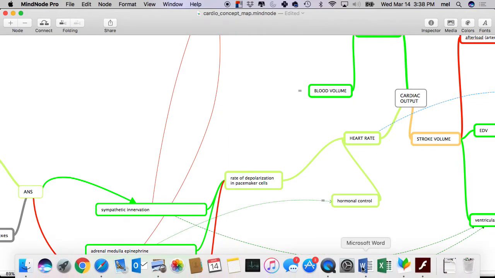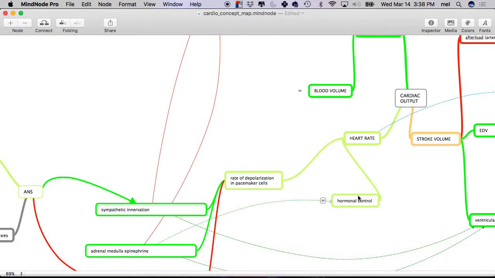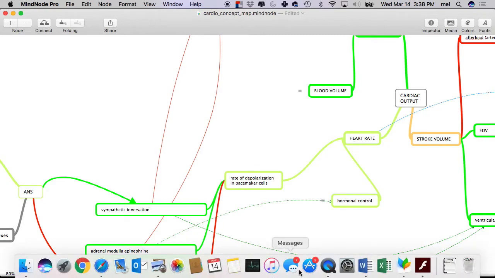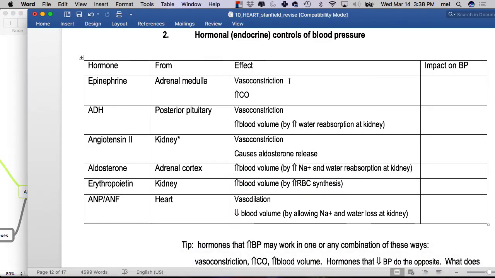Okay, so hormonal control is right here. Let's just look at the hormones, but you already know most of them, so this part isn't hard. Hormonal control of blood pressure. Epi is a hormone, yes, comes from the adrenal medulla. What does it do? Well, you already know what it does. It increases cardiac output, yes, stroke volume, heart rate. And what does it do to your vessels? Vasoconstriction. What's the impact, high or low blood pressure? Higher, yes?